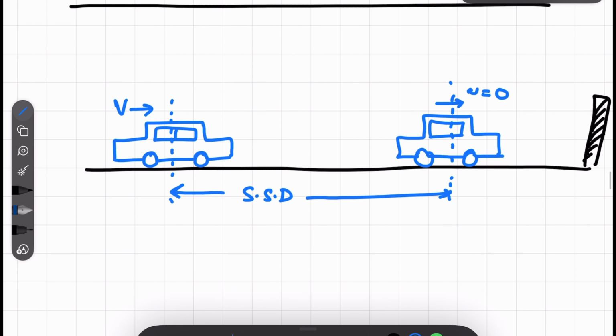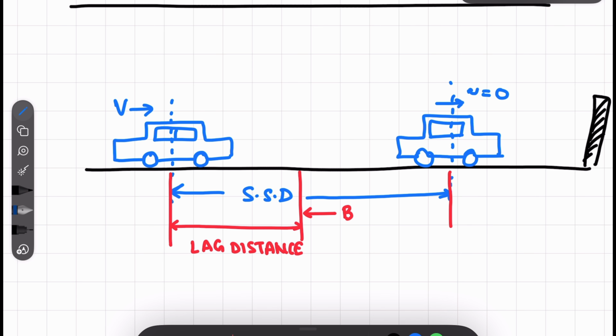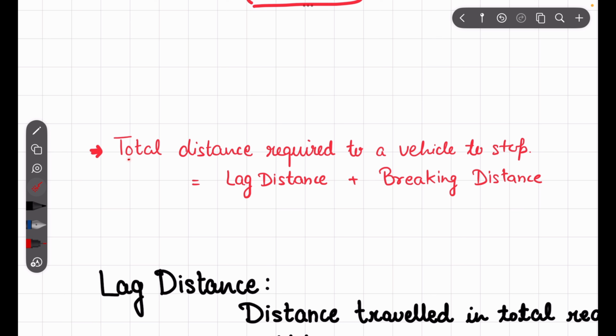Now this stopping sight distance is basically a summation of two important distances covered by the vehicle. The first one is what we call the lag distance, and the second is what we call the braking distance. So the total distance required for the vehicle to stop is the lag distance plus the braking distance. Let us discuss what this lag distance is and what this braking distance is.